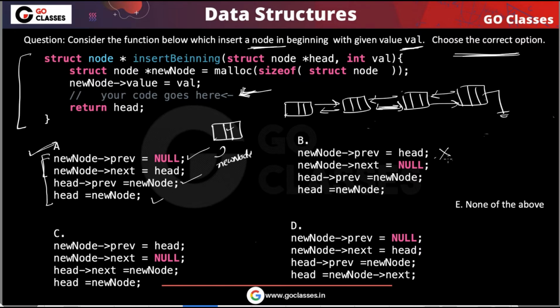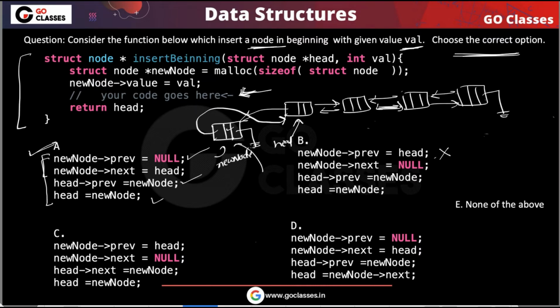So I cannot discard the option B just by looking at this line, because new node previous, they are saying it should point to whatever head is pointing to, because head is currently pointing here, right? So that's fine. Now new node next equal to null, so they are saying that this should point to null, and head previous equal to new node, this should point to this new node, and head equal to new node, and head should be pointing here.